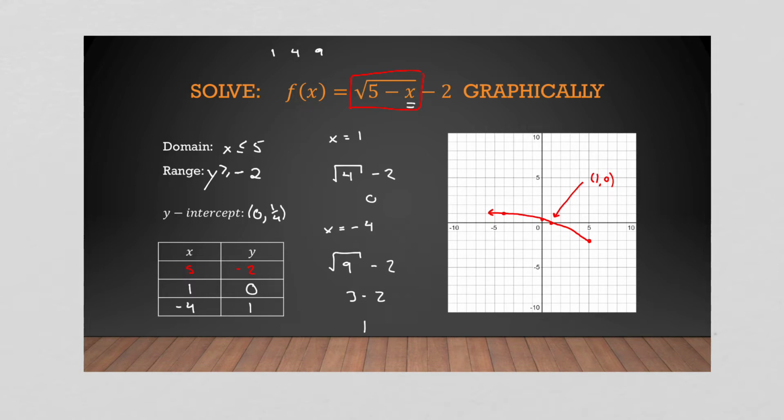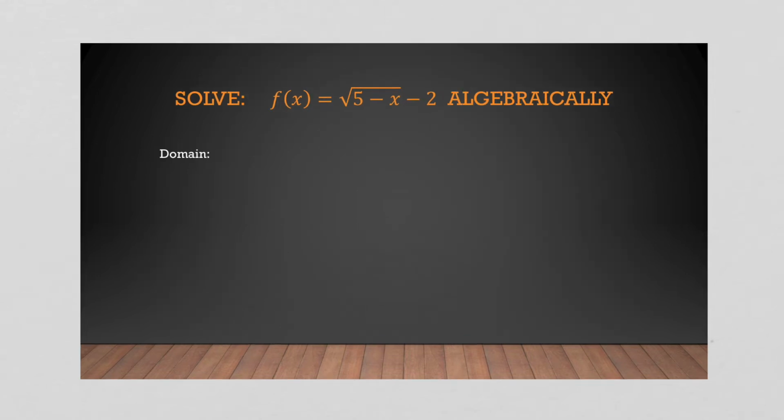So what does it mean, instead of solving it by graphing, to solve it algebraically? Well, to solve it algebraically, we are isolating x when y equals 0. So remember again, we have our domain restriction. It's the same domain restriction, so x has to be less than or equal to 5. And then we're going to solve algebraically. So f of x becomes y. So we have this statement here.